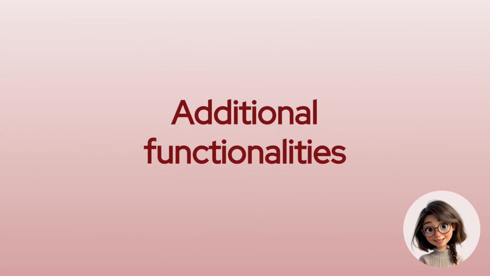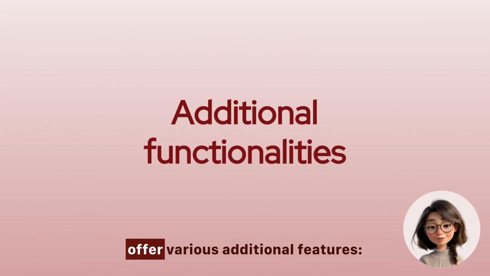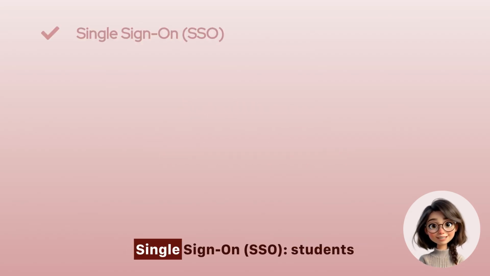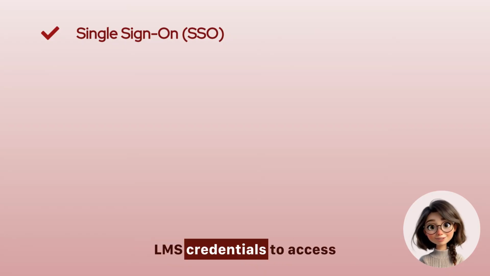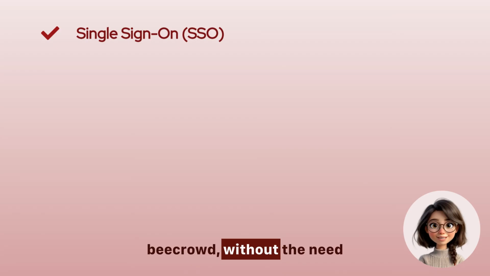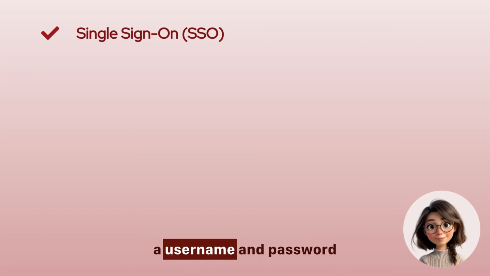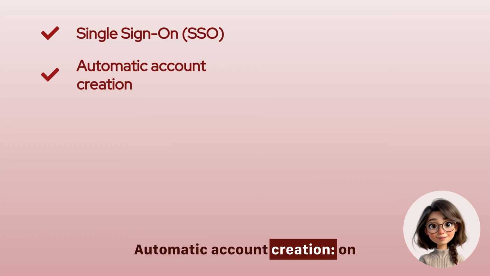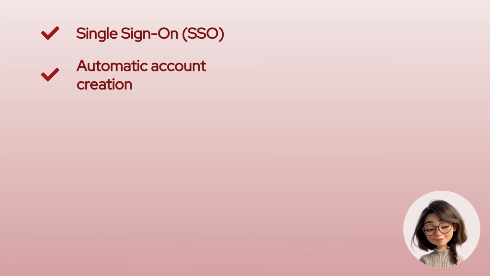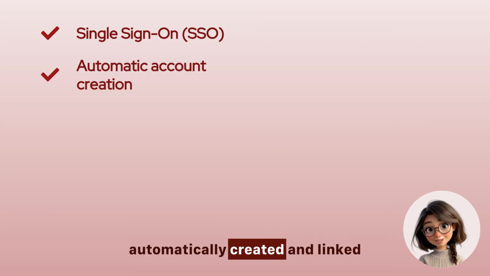Once integrated with the LMS, beecrowd begins to offer various additional features. Single sign-on, SSO. Students and professors use their LMS credentials to access beecrowd without the need to create or use a username and password on the beecrowd platform. Automatic account creation. On first access via LMS, accounts on beecrowd are automatically created and linked to LMS credentials.